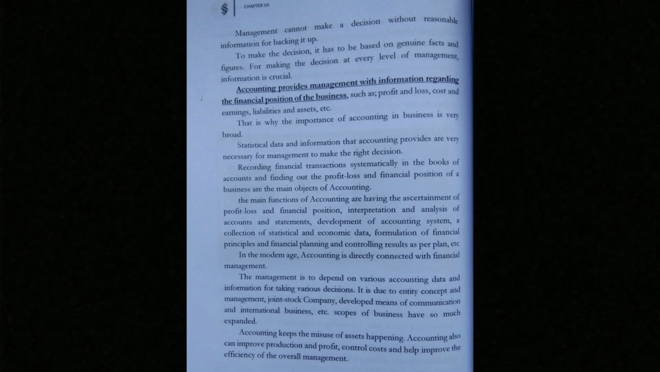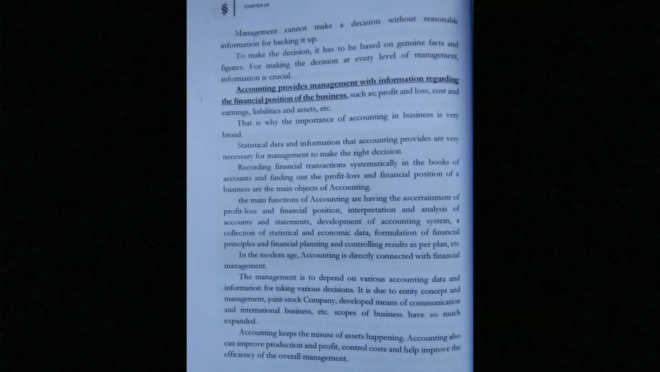Statistical data and information that accounting provides are very necessary for management to make the right decisions. Recording financial transactions systematically in the books of account and finding out the profit, loss, and financial position of a business are the main objects of accounting.